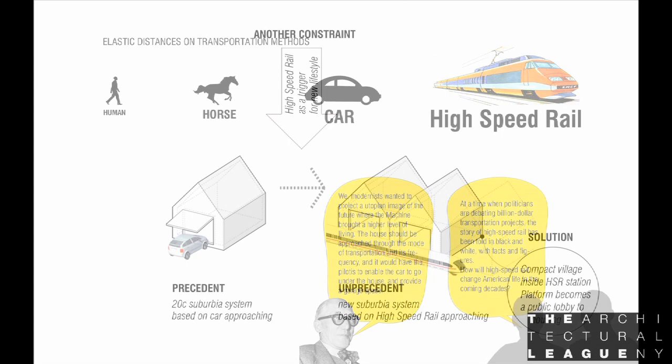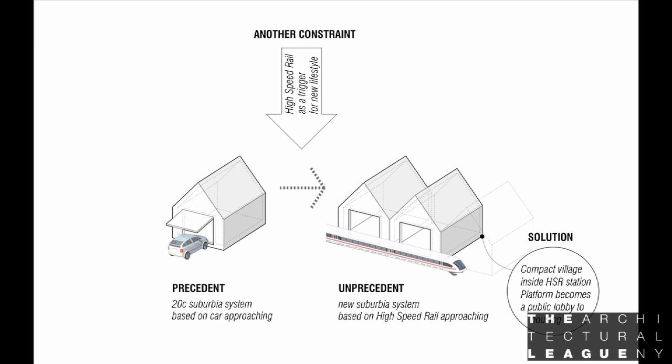A 20th century model, the typical typology of suburbia house, was developed with easy accessibility from car to house. Parallelogramic House Station proposes a new structure of town, including a big platform which gives easy access from train to house.